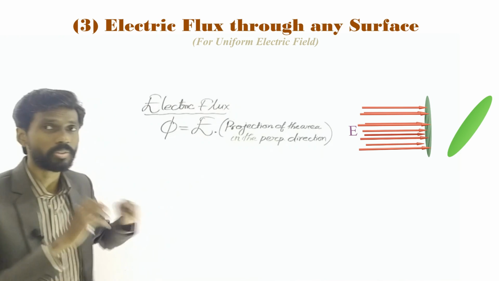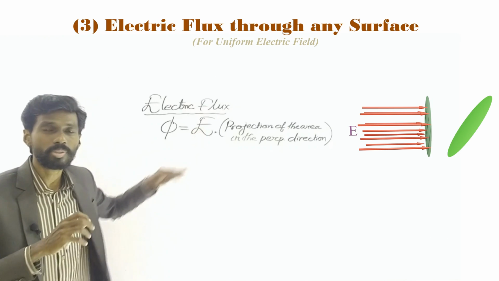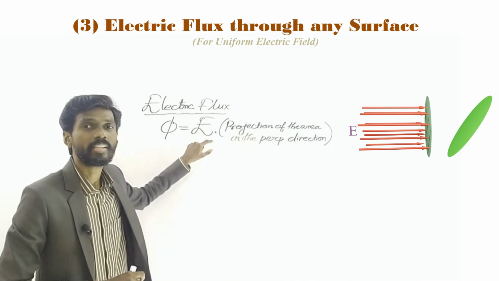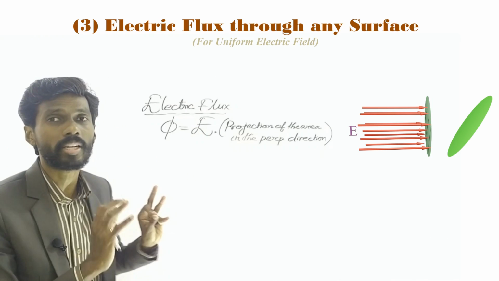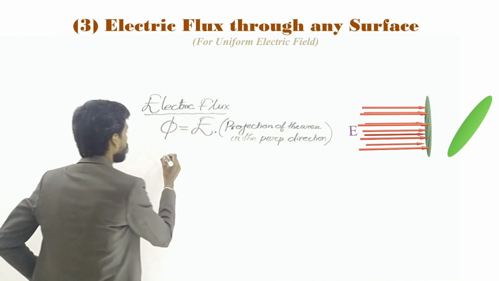The formula we are going to derive, but before that, this is also important, because sometimes instead of using the formula, we use this idea. So this idea is important: E multiplied by the area projection in the perpendicular direction. Do you understand? So this is also important. Is that okay? Yes. Now we will derive the formula.